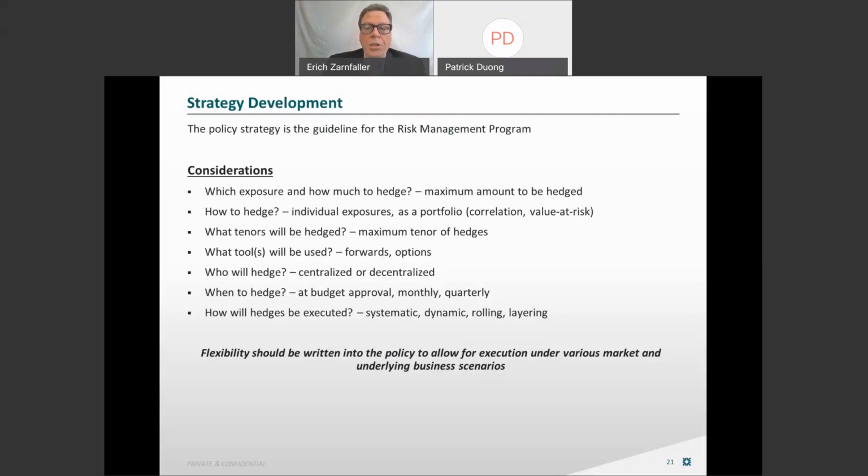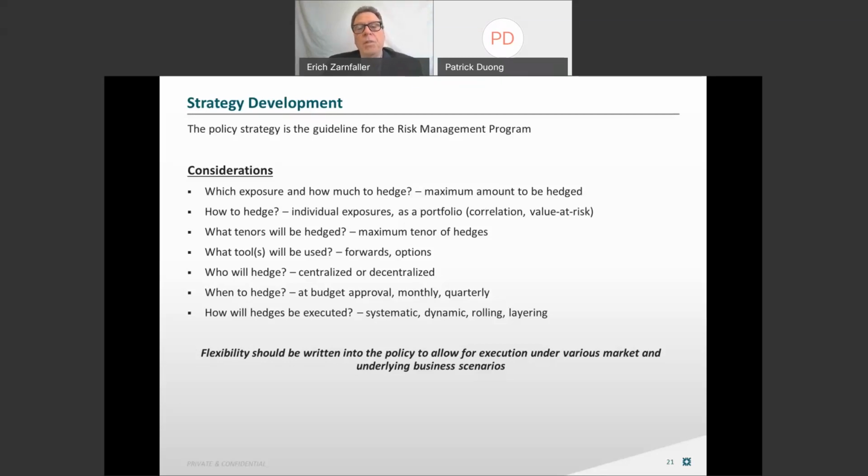Here the company designates which exposures it will manage under the program. The description should be flexible to be able to adjust as needed and may be as broad as the accounting classifications we discussed earlier. Next, how to hedge. The analysis of the exposures will guide the development of the most efficient method to manage the risks, individually, netted, or as a portfolio. The strategy will also outline the maximum tenors of the hedges and the approved tools to be evaluated for hedge recommendations.